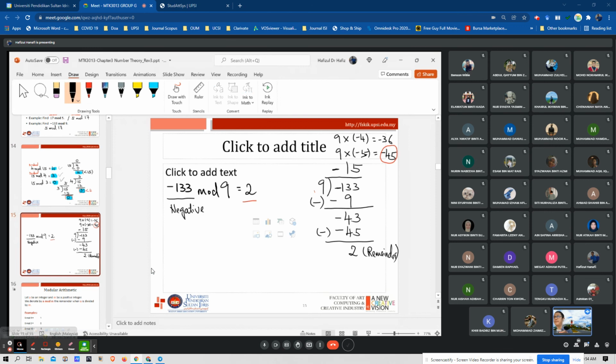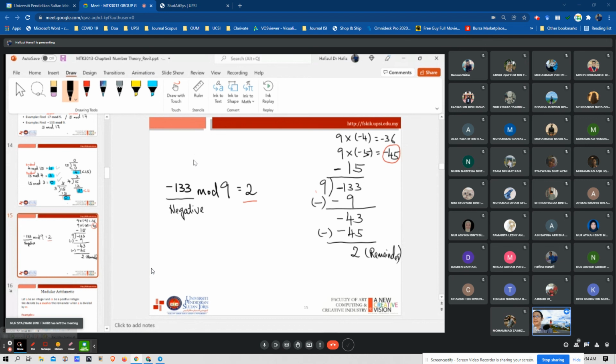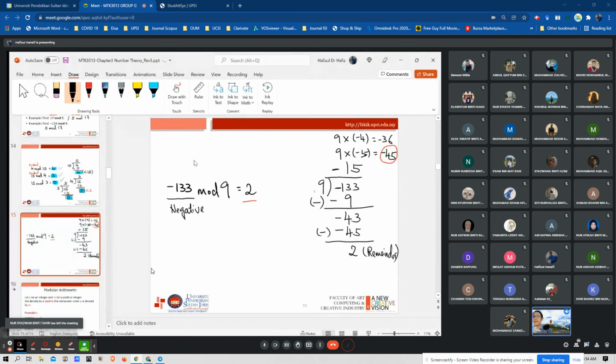And then we have negative 133 mod 9. This one is negative, and this one is divided. The remainder is 2. We have 9 multiplied by negative 4 is negative 36, and 9 multiplied by negative 5 is negative 45. And then the remainder is 2.